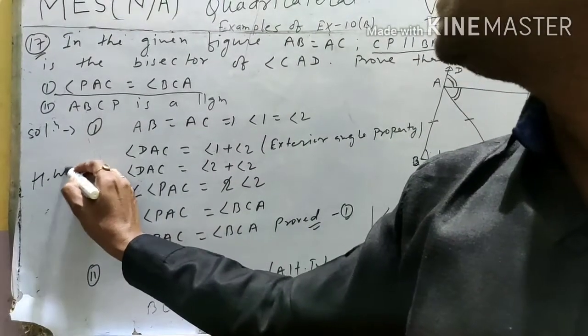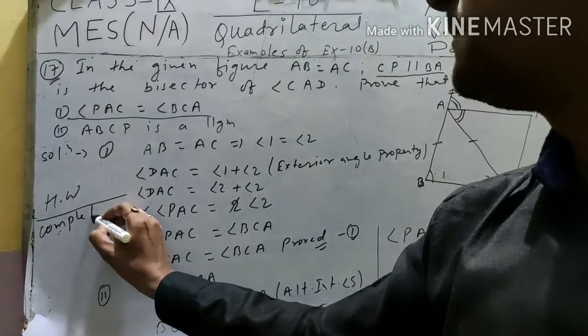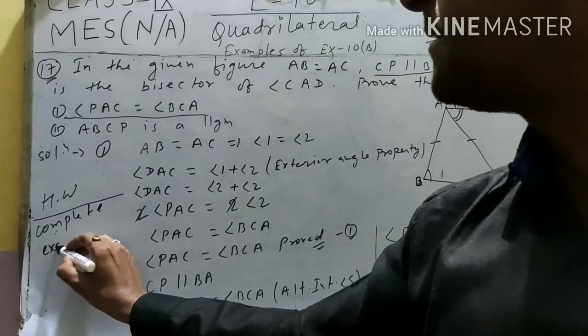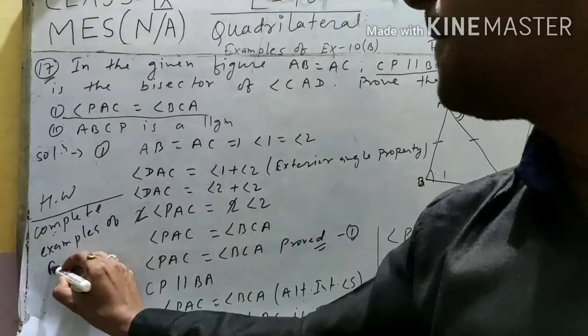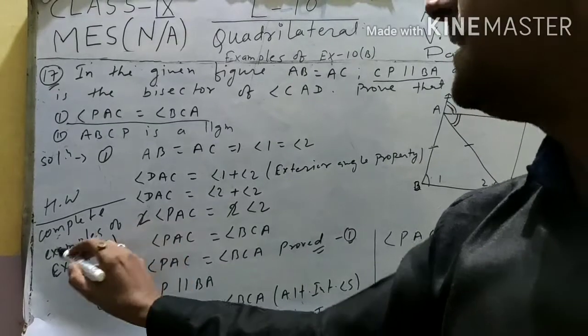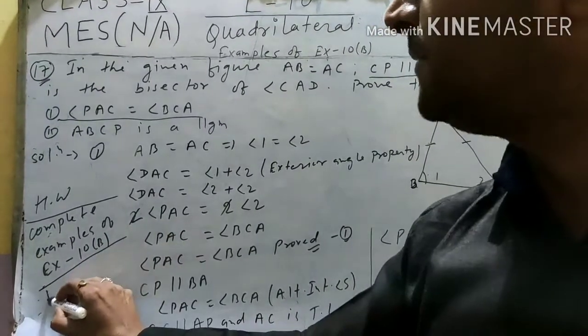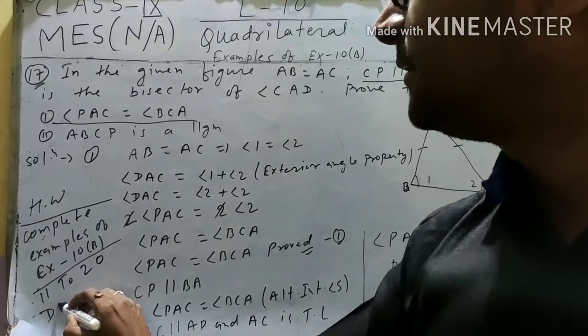Student, your homework is to complete examples of exercise 10B, question number 11 to 20, and do it fair.